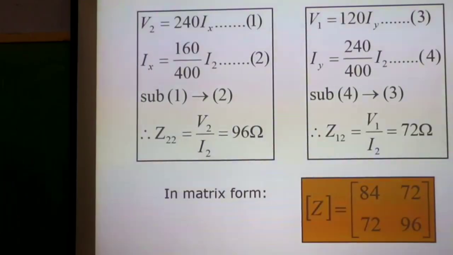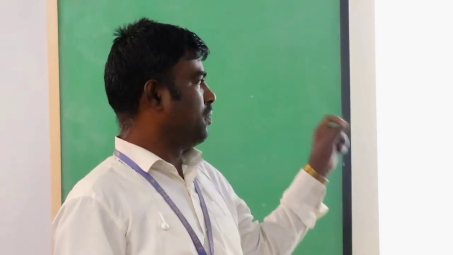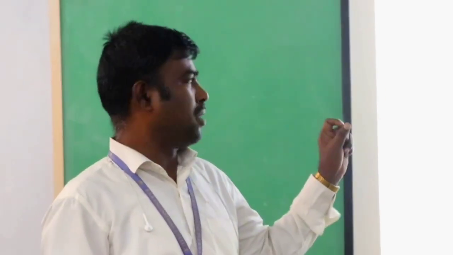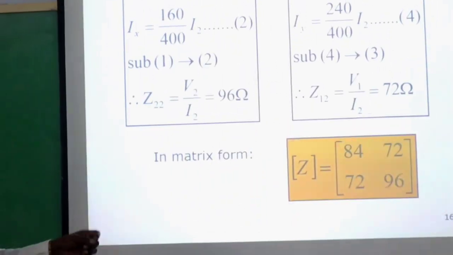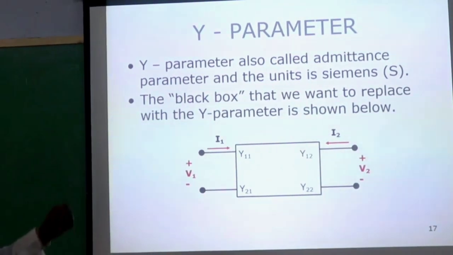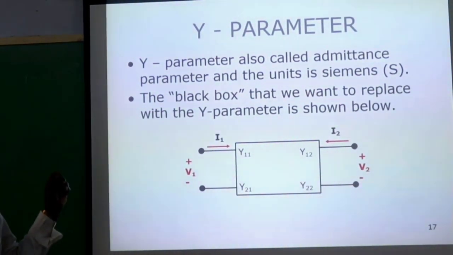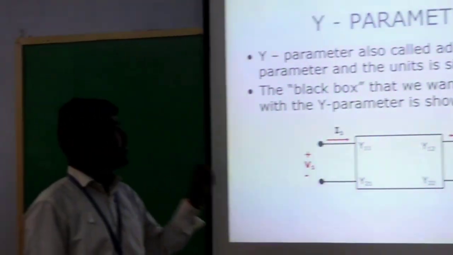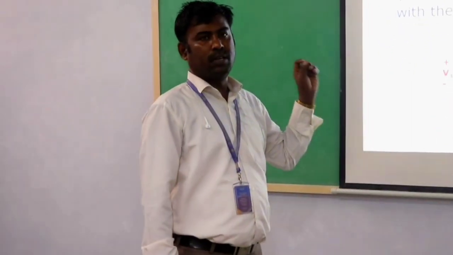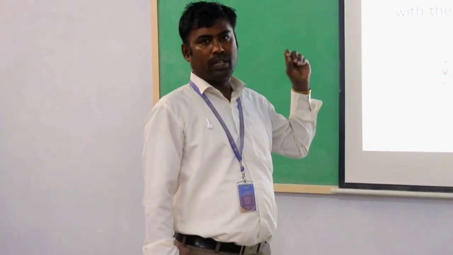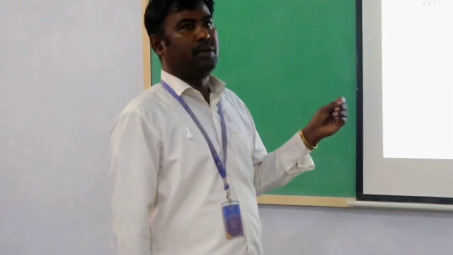So after substituting all the values, we will finally get the Z parameters 84, 72, 72 and 96. Now the next one is Y parameters. Y parameters are also called admittance parameters. The unit of admittance is Siemens. The Y parameter is also the inverse of the impedance parameters.